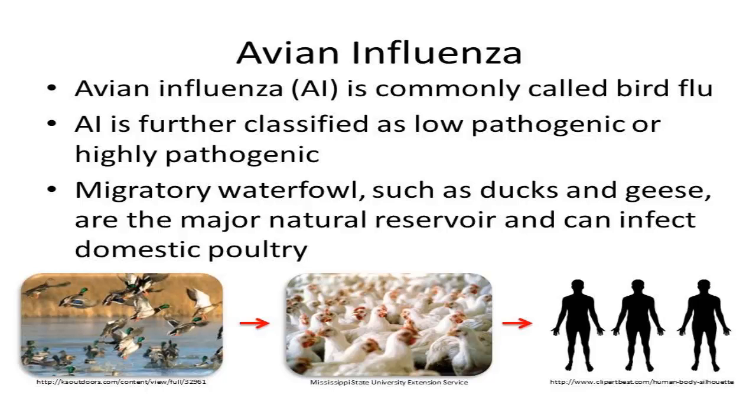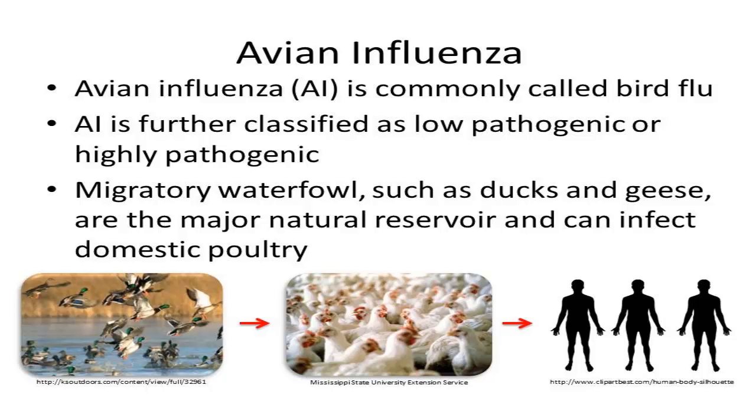Avian influenza viruses are further classified based on pathogenicity, which refers to their ability to produce disease in birds. Low pathogenic viruses are responsible for causing mild disease in birds, while highly pathogenic viruses are responsible for causing severe disease in birds. The major natural reservoir for influenza A viruses is migratory waterfowl. This includes birds such as ducks and geese that are capable of traveling long distances. Waterfowl will harbor the influenza virus without showing signs of being sick and can spread the disease to domestic poultry during their migrations.